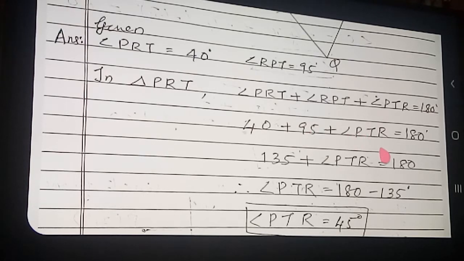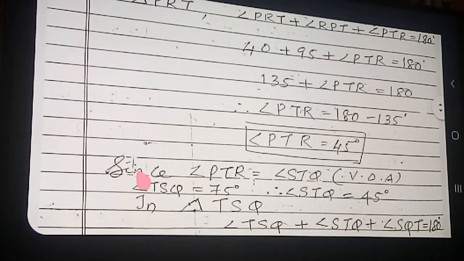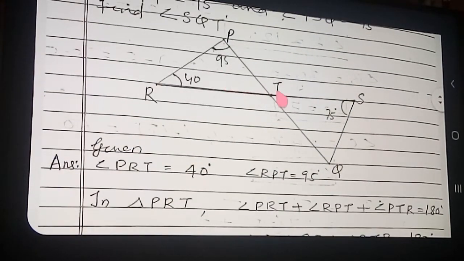Now angle PTR plus the other two angles is equal to 180. The sum of all these angles is 180. So how do we find PTR? 180 minus 135. How much will you get? You will get 45. Now, next step, see what I have written. Since angle PTR is equal to angle STQ, see the diagram once more. PTR is this one, and STQ is this angle.